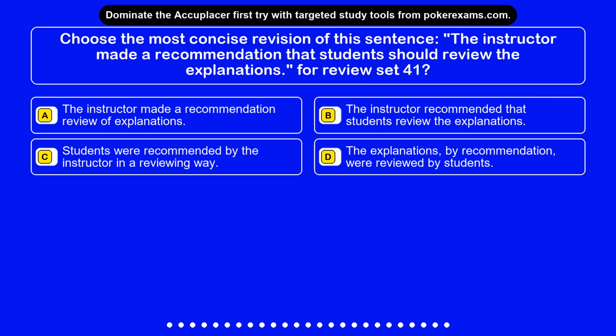Question 22. Choose the most concise revision of this sentence. The instructor made a recommendation that students should review the explanations. For review set 41. Option A. The instructor made a recommendation review of explanations. Option B. The instructor recommended that students review the explanations. Option C. Students were recommended by the instructor in a reviewing way. Option D. The explanations, by recommendation, were reviewed by students.